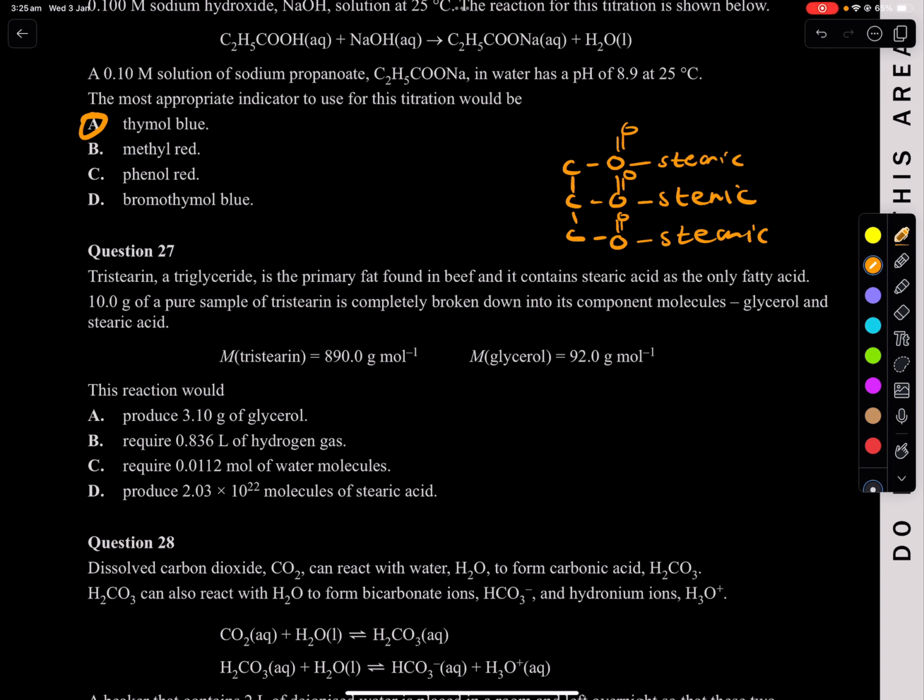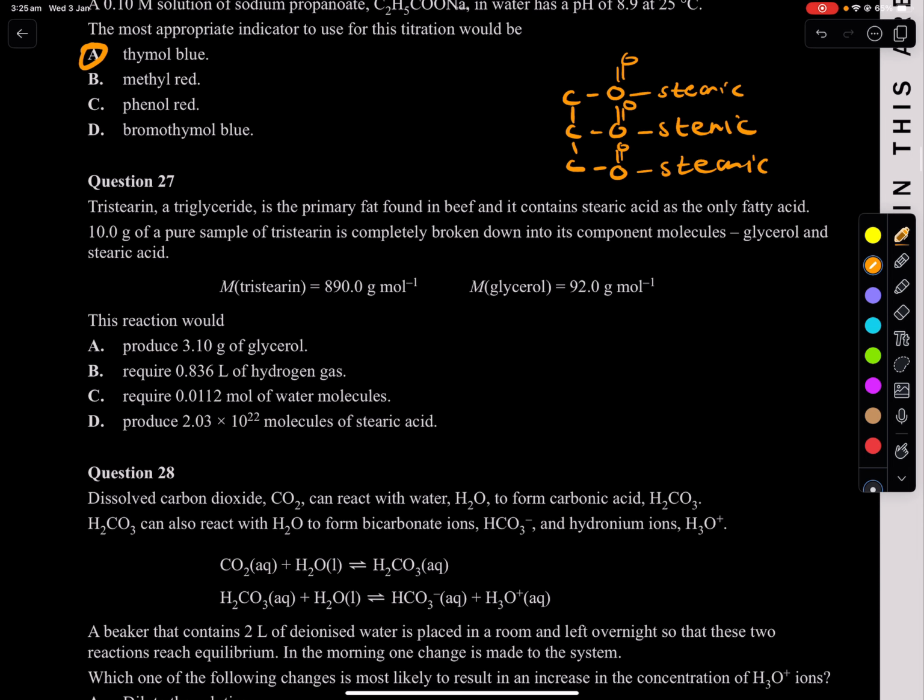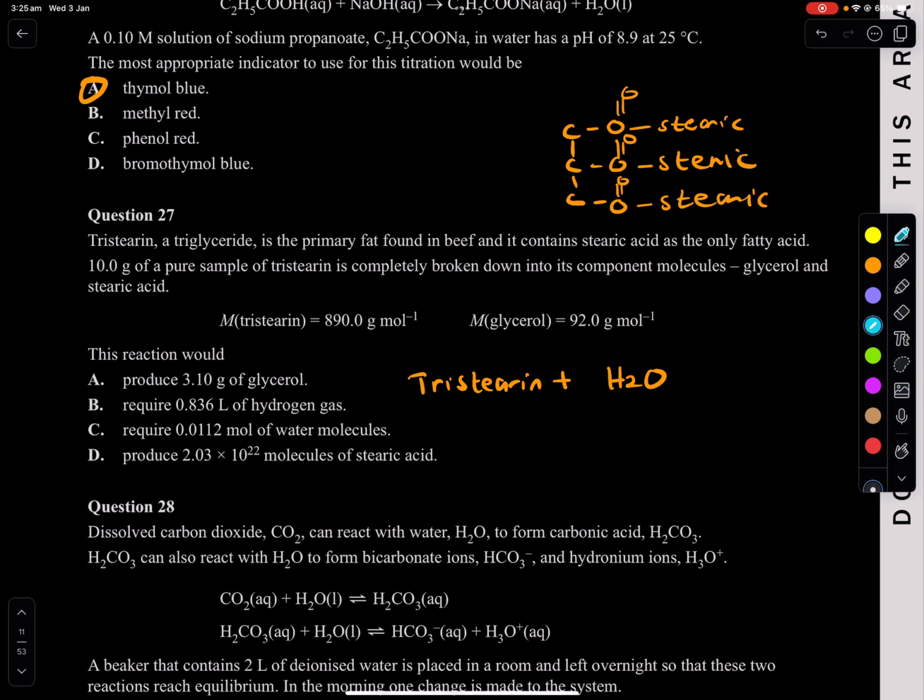100 grams of a pure sample of tristearin, which is this triglyceride, is completely broken down into its component molecules, glycerol and stearic acid. Okay, remember when we said that when fats get broken down, the only way they get broken down is by hydrolysis. So if we had tristearin plus water, how many water molecules do we need? Well, we always need 3, because we're going to have to break this bond, and this bond for hydrolysis. We're going to need 3 water, and it should give us 3 stearic acid.